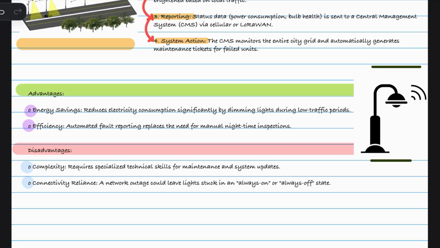Whereas there are a few disadvantages as well, like it introduces heavy system complexity. It requires highly skilled technical staff to maintain the hardware and the software layer. Plus, there is a total connectivity resilience issue. So if the wireless communication network drops out, the lights can get stuck in a permanent on or off state. So this can pose a severe public safety hazard as well. So these are the disadvantages.